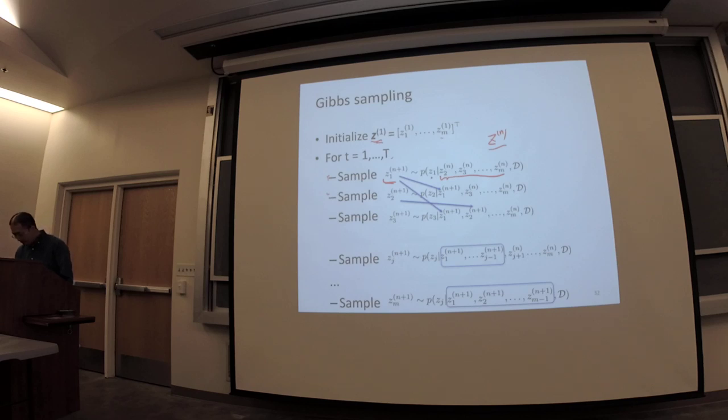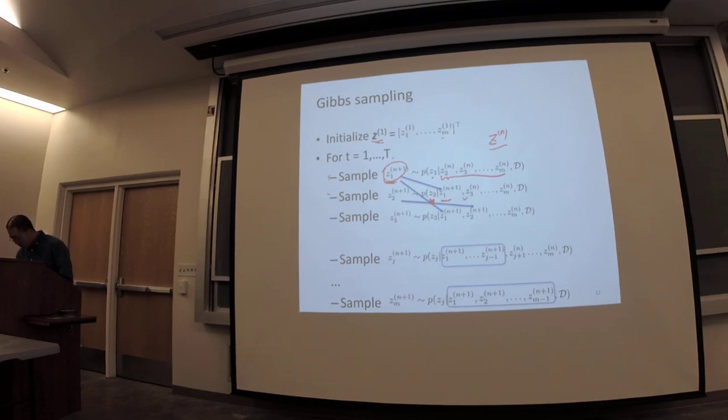And using this, I'm going to update my first component, the new sample Z1 plus 1, right? So now I'm going to replace the first component by this new sample, Z1 plus 1, and then generate a new sample of the second component, Z2, from the conditional posterior. The conditional posterior is Z2 given Z1 plus 1, this new sample of the first component.